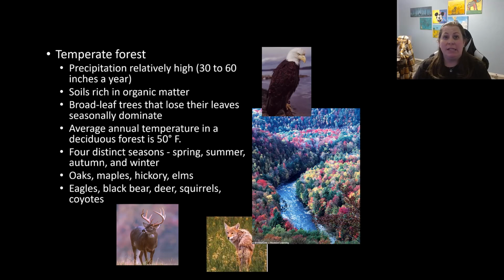There are 4 distinct seasons. So you would see 3 months of spring, 3 months of summer, 3 months of autumn, and 3 months of winter. Some plants that would grow here, or trees, would be oak, maples, hickories, and elms. And animals that would be present would be eagles, black bears, deer, squirrels, and coyotes.